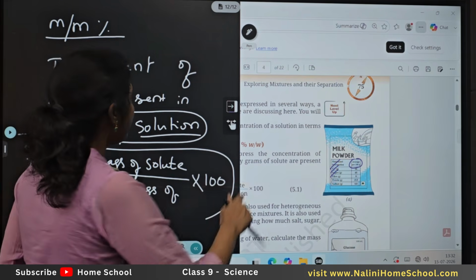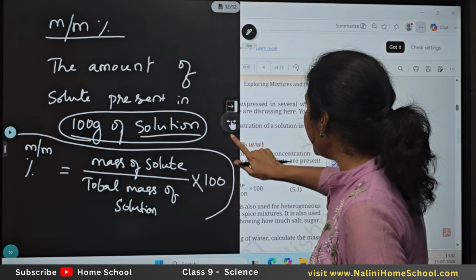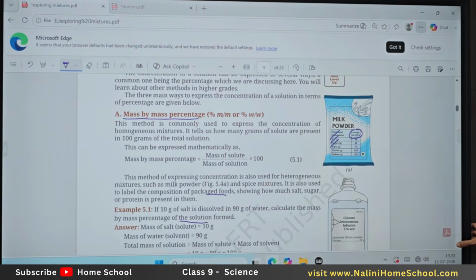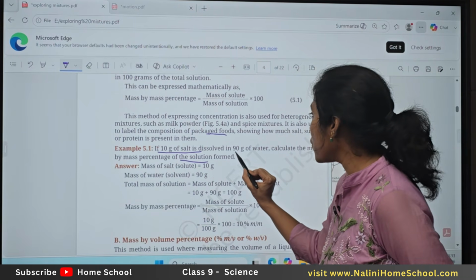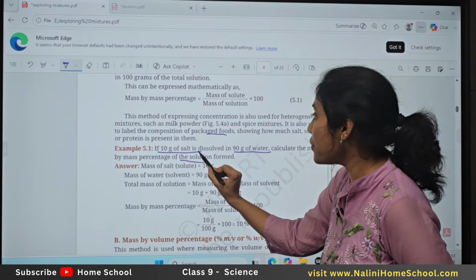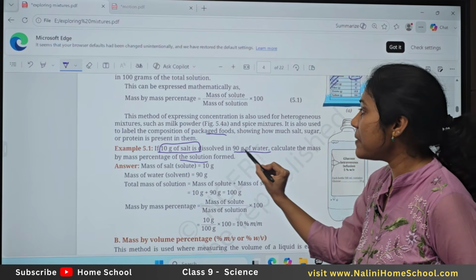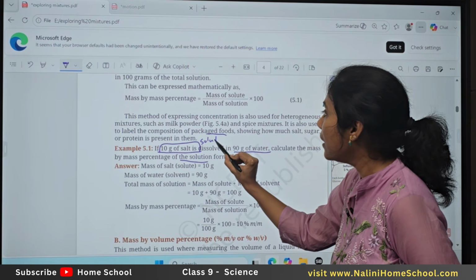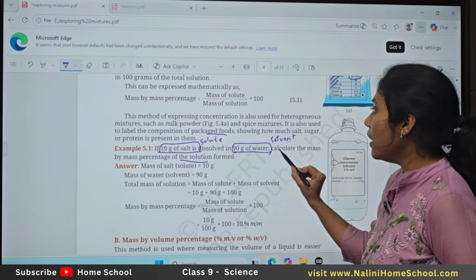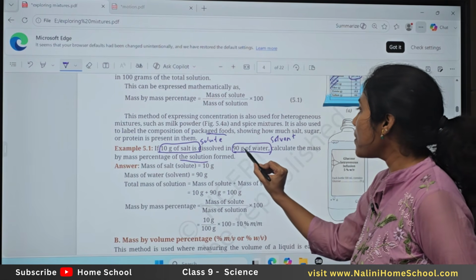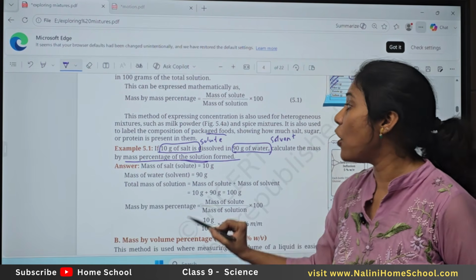Okay, so look here, they have given a wonderful example in a book, guys. If 10 grams of salt is dissolved in 90 grams of water, which one is a solute here? The one which is smaller in amount. 10 grams is small, 90 grams is big, so here salt is a solute. And this 90 grams of water is your solvent. So they have mixed 10 grams of salt in 90 grams of water. Calculate the mass by mass percent of the solution formed, they are asking.